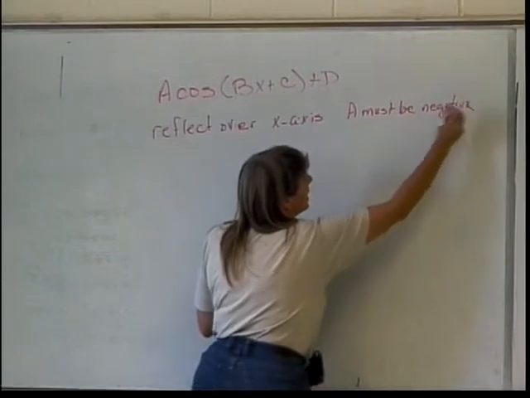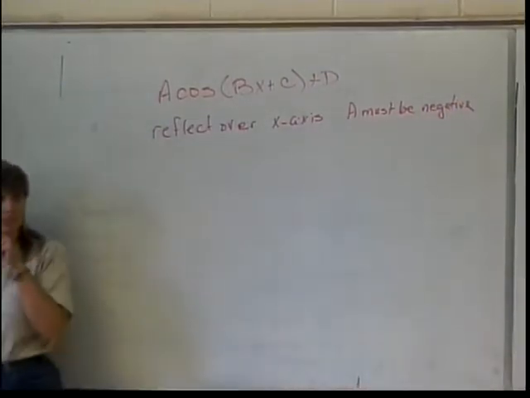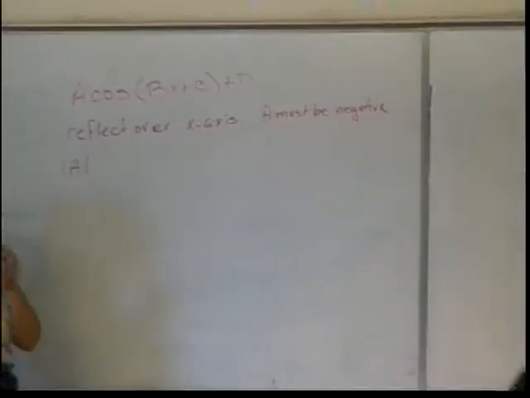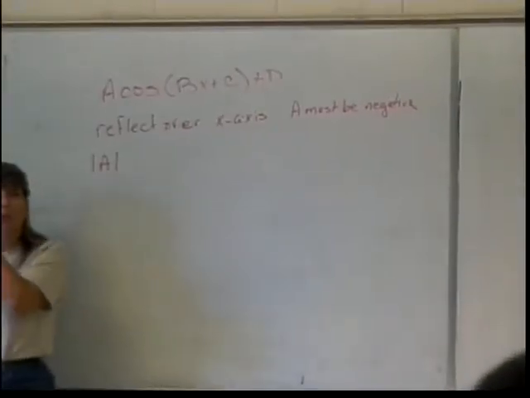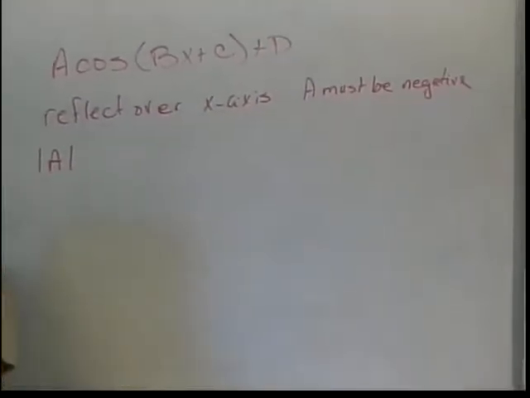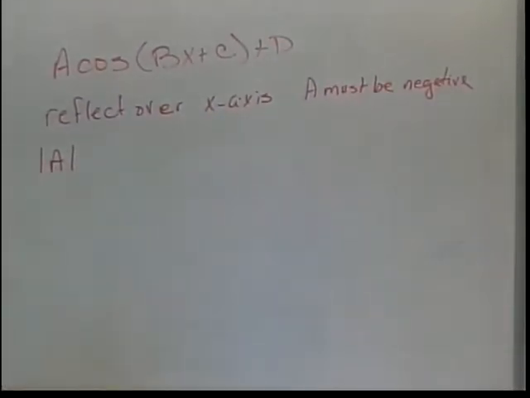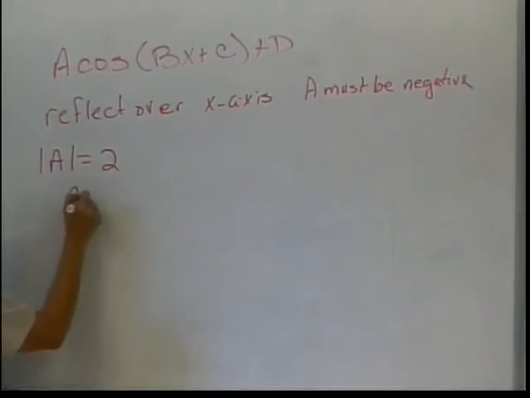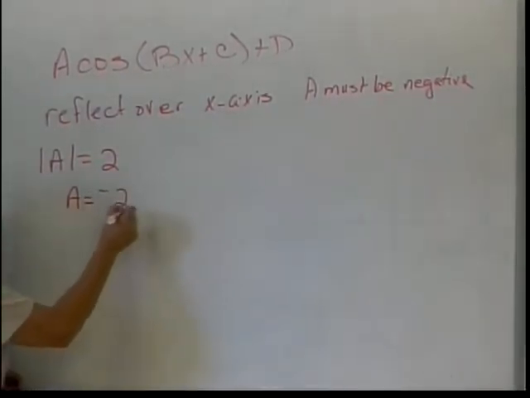Now, what is A related to? Remember we said the absolute value of A was something. Amplitude. What's the amplitude of my graph? 2. The distance from what appears to be the midline to the highest point is 2. So the absolute value of A is 2. That means A must be negative 2.